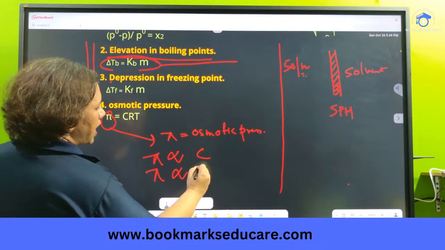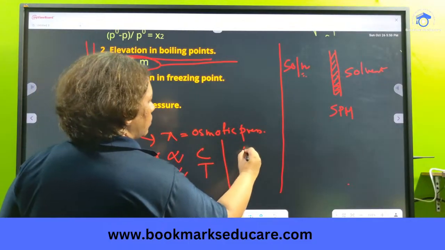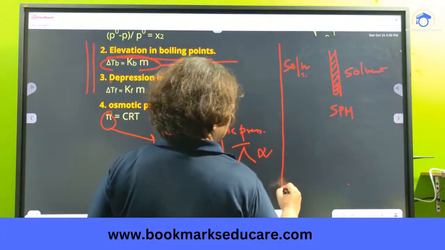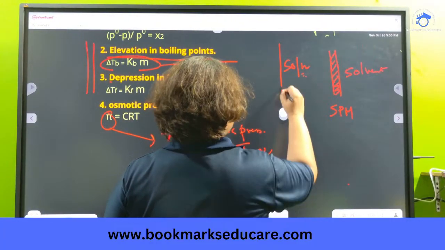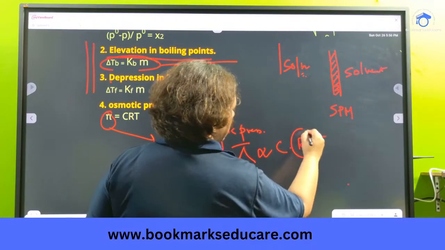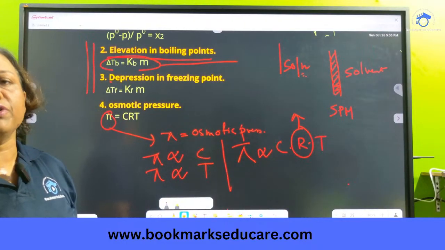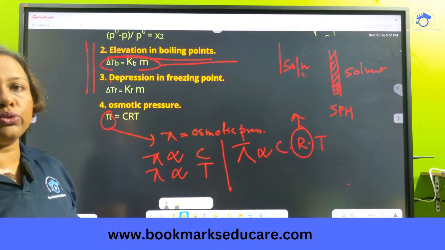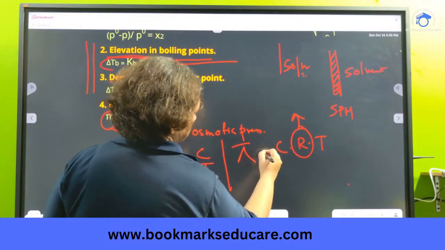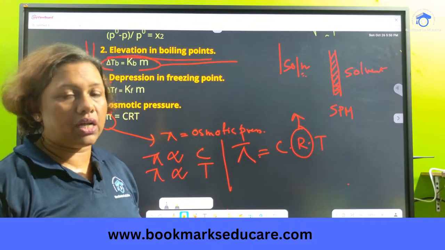This pi is proportional to the absolute temperature of the solution. So if you combine these two, pi is proportional to CRT. This R is the proportionality constant, which has significance: that is the universal gas constant. Pi is equal to CRT, when concentration and temperature both are changing.